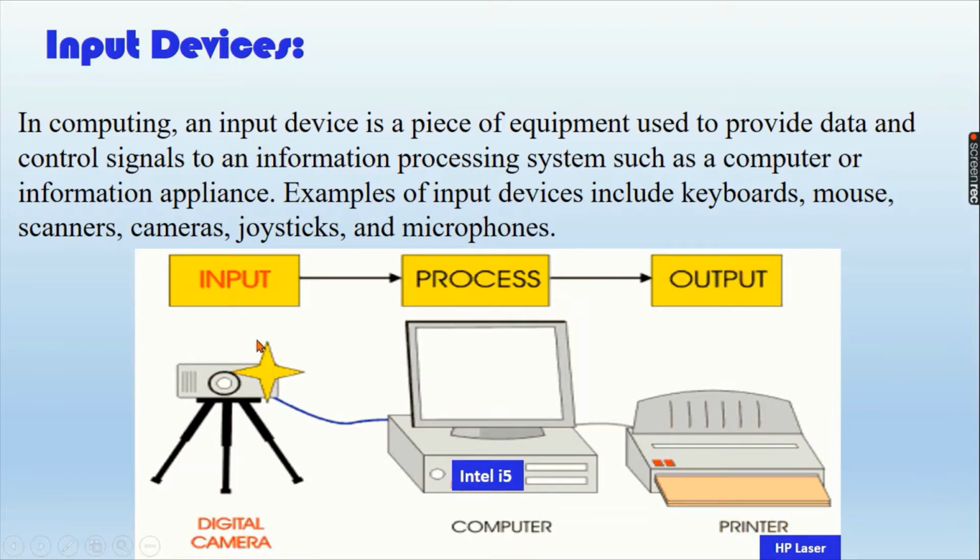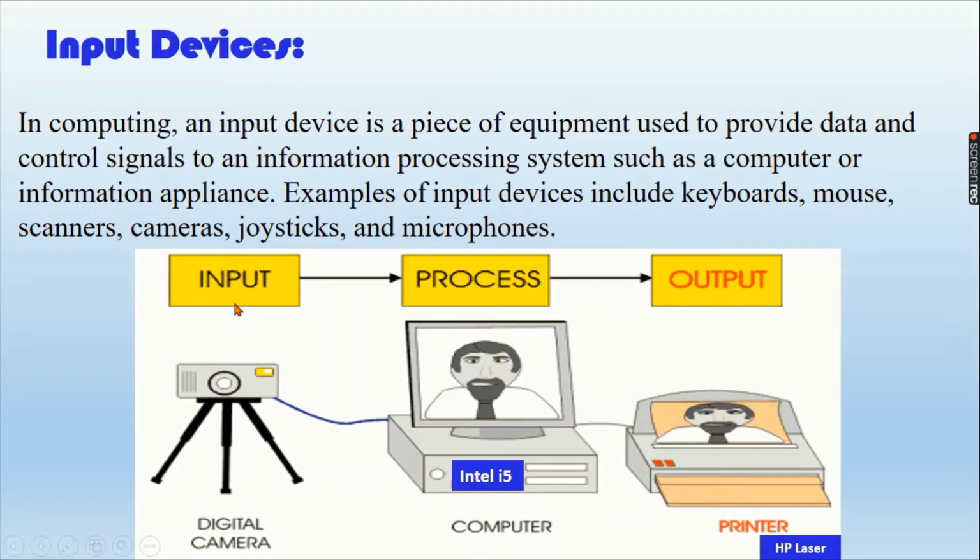As we can see in this picture, the computer is taking images through the digital camera. The digital camera is an input device, and it is sending images to the computer, and the computer sends those images for printing towards the printer. As we can see, we have a laser printer, and the printer is printing those images. So the printer is an output device and the digital camera is an input device.